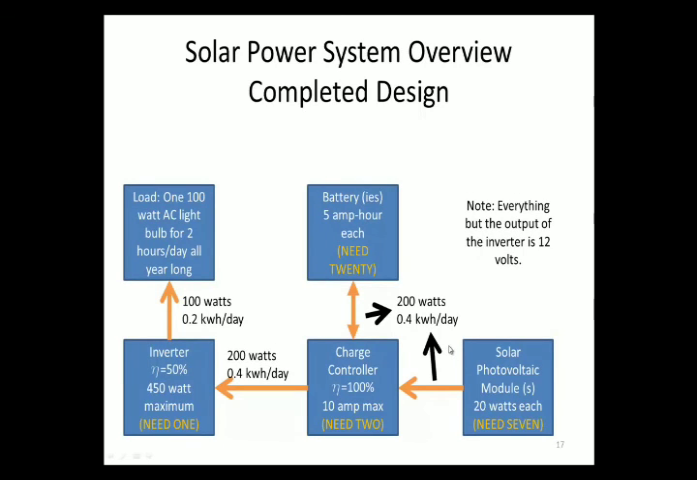Okay, so lastly, we just want to review that we're finished with our solar power calculation now. We started off, we know we needed one inverter, right? We needed 2 charge controllers, we needed 20 batteries, and we needed 7 solar modules. The next step would be to see how expensive this system would be. And I'll leave that as an exercise for you.